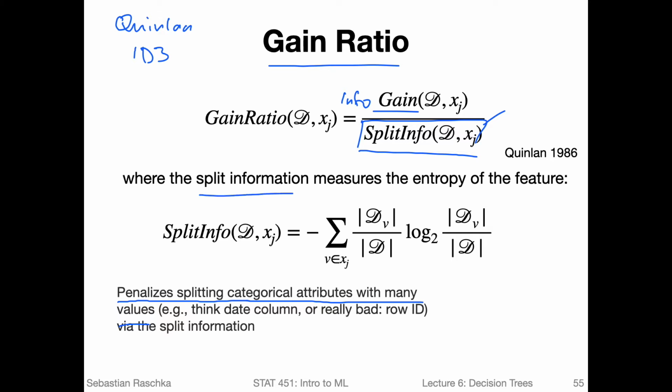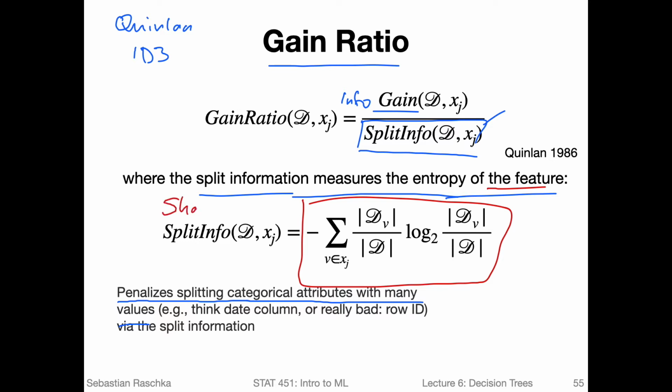And the split information is measured as the entropy of the feature. So recall, before we always talked about entropy as the entropy of the class labels at a given node. So here it's the entropy of the feature variable. And we compute it as follows. It's essentially the same equation as for the Shannon entropy, or just entropy. But again, now it's on the feature instead of on the class label.